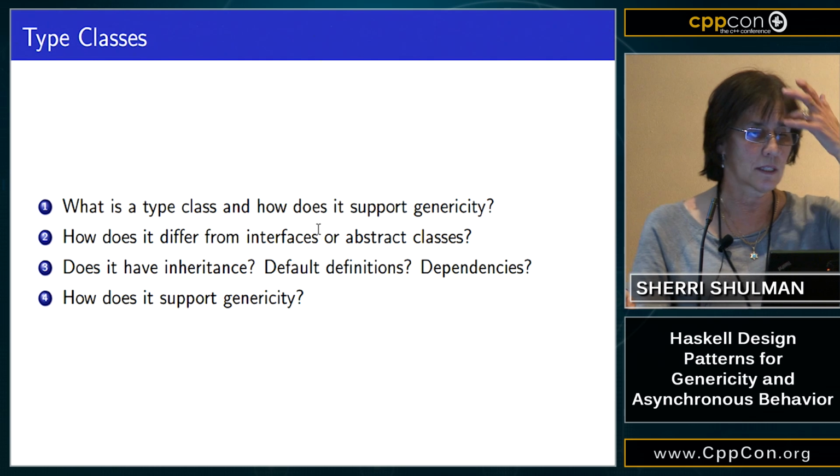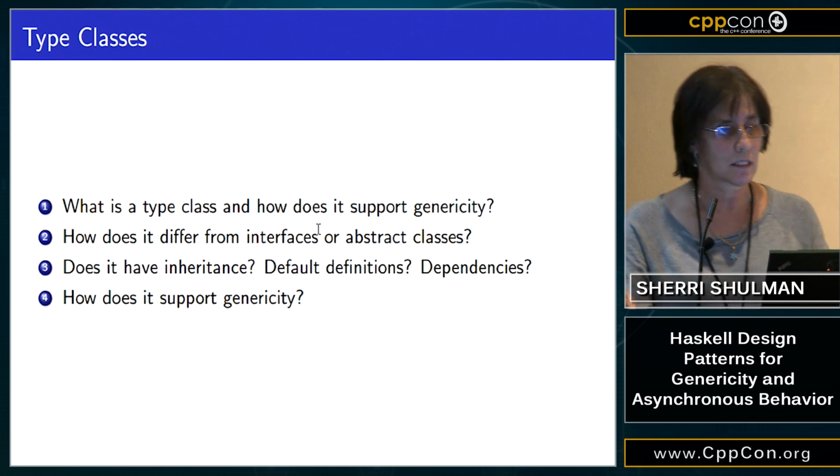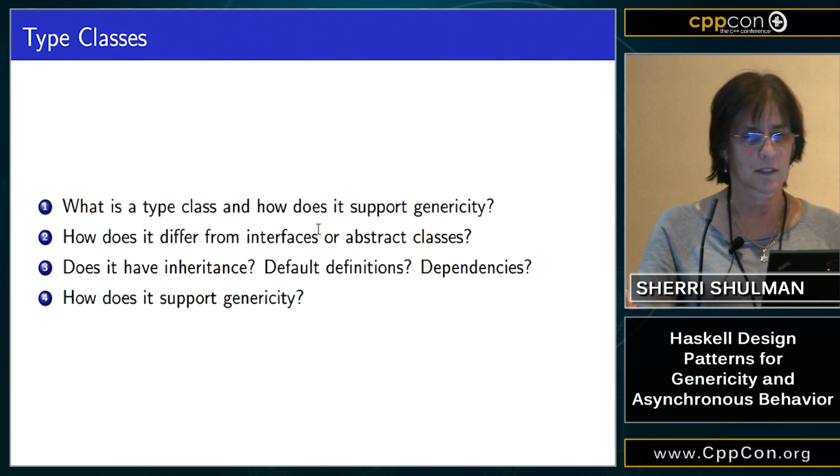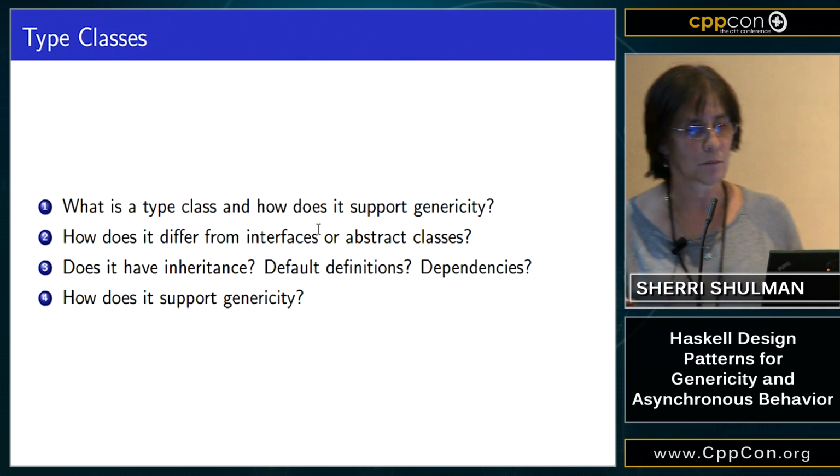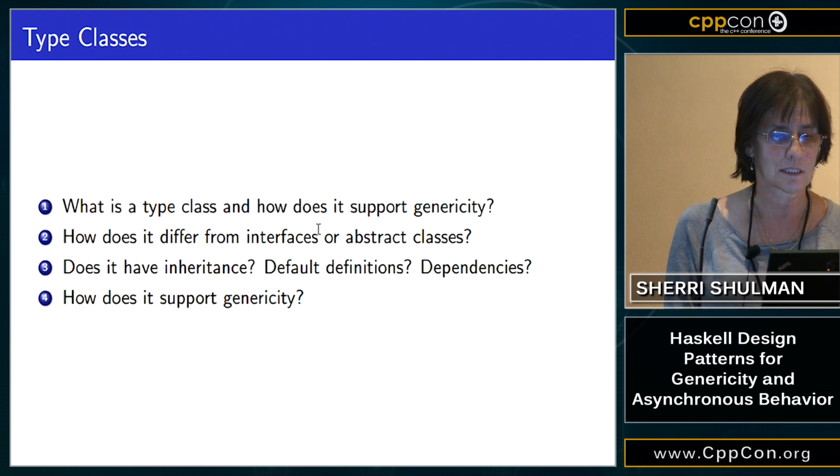All right, so what is a type class and how does it support genericity? How does it differ from interfaces or abstract classes? Does it have inheritance? Does it have default definitions, dependencies? How does it support genericity?